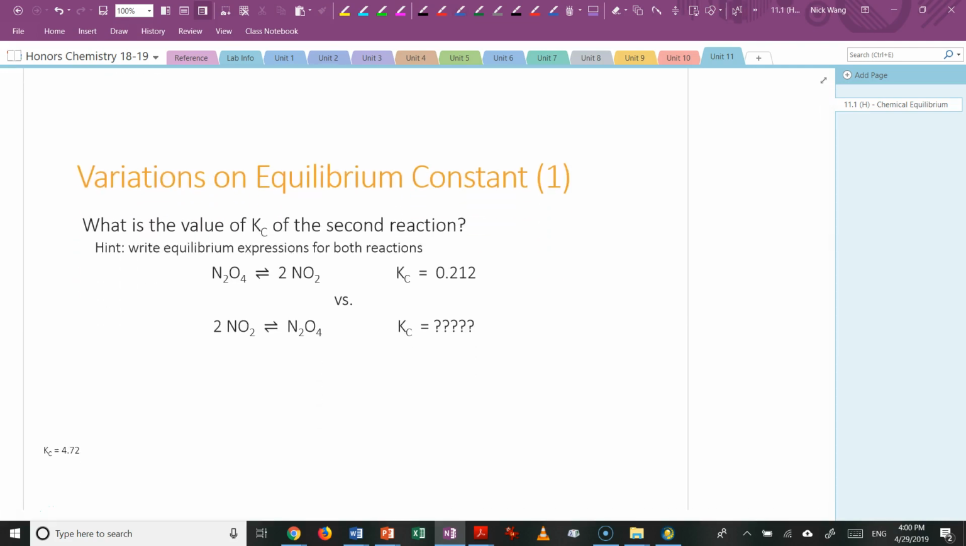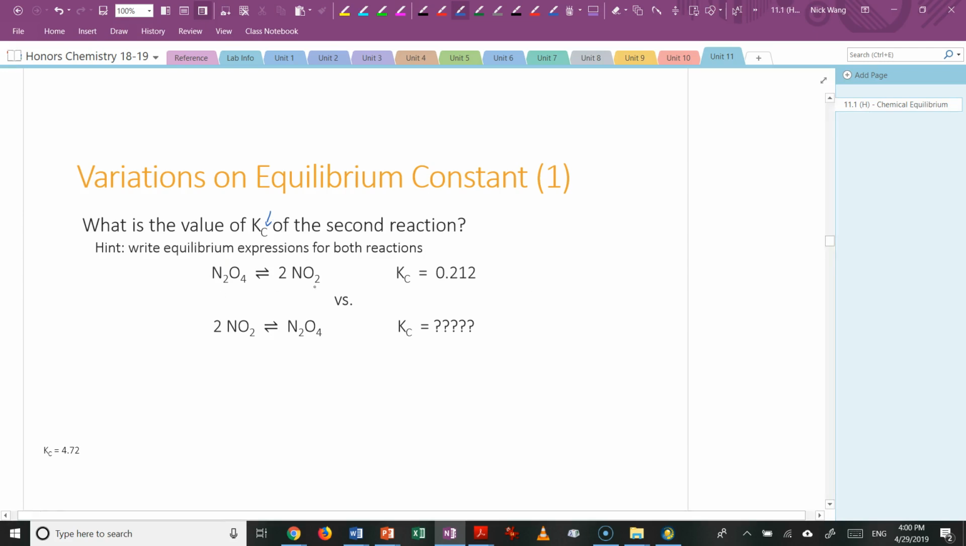Finally, let's talk about this last bit here, variations on the equilibrium constant. Let's see if we can compare what's going on here. What's the value of Kc of the second reaction? By the way, Kc is supposed to represent K by concentration. It's a minor detail, which we'll get to at a later time anyway. Write the equilibrium expressions for both reactions to help us out.